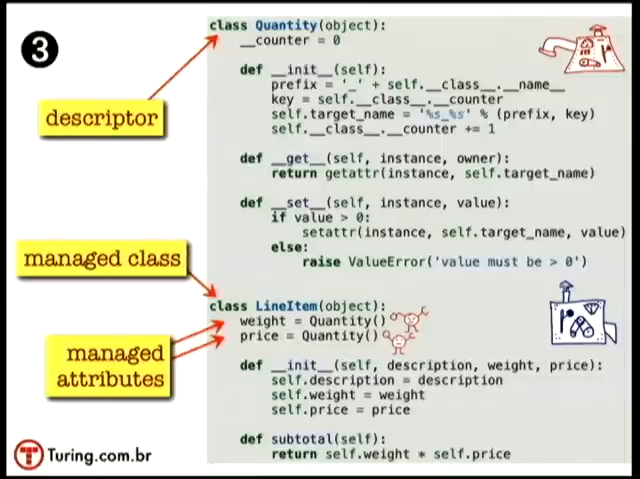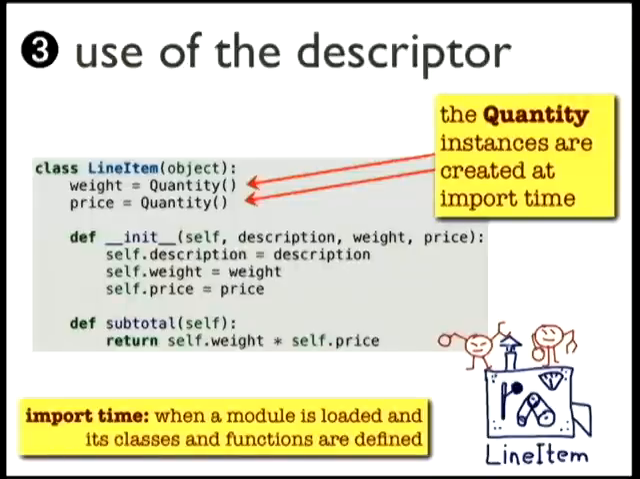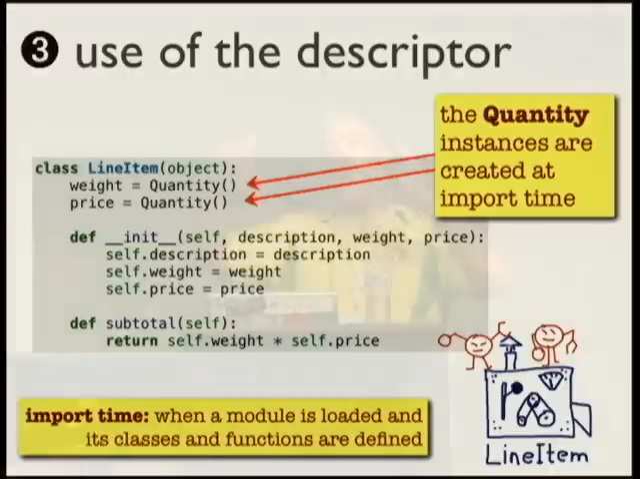So you have the descriptor class, and this other class down here, the line item, and you see the managed attributes, which are those two little guys down there, right? And an important thing to understand is that the quantity instances are created at import time. So what is import time? It's when Python first reads a module. That's when the top-level functions are defined, and the top-level classes are defined, and so on, right? And this will create some complications later.